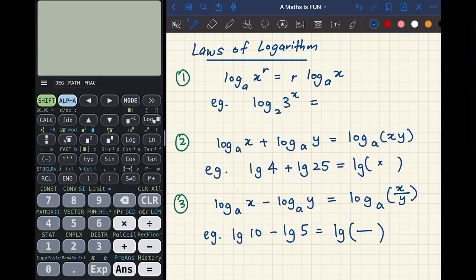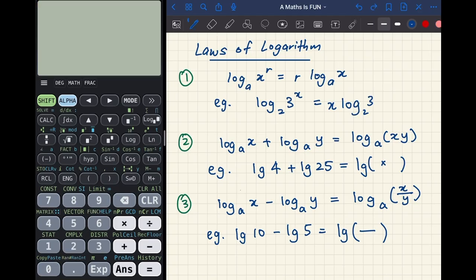For the first 3 laws of logarithm, the first one is the power law. What this allows us to do is bring down the power. For example, if I have log x to the power r base a, this law allows me to bring down the power r, so we have r times log x base a. A simple example: if I have log 3 to the power x base 2, this law allows me to bring down the power x, giving x times log 3 base 2.